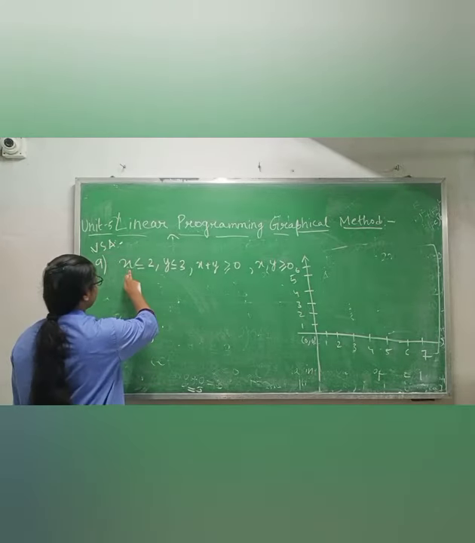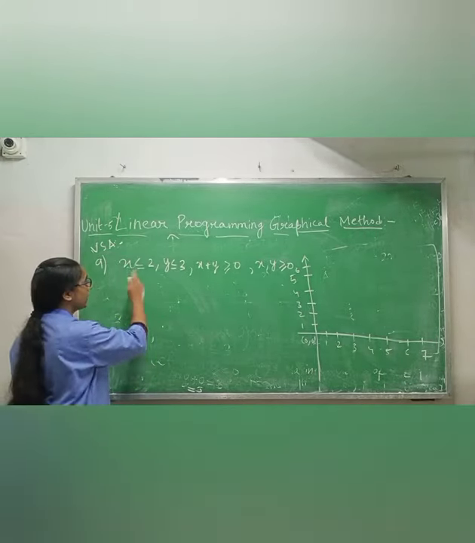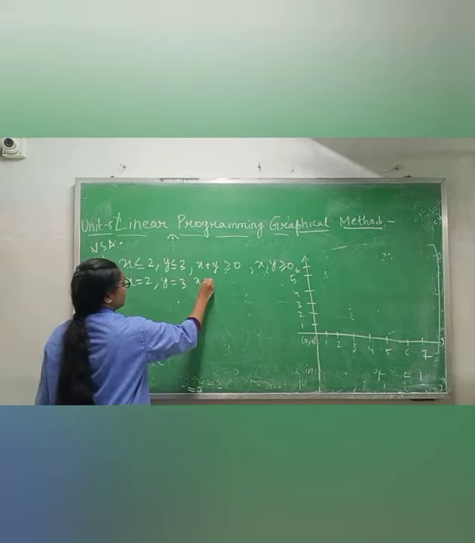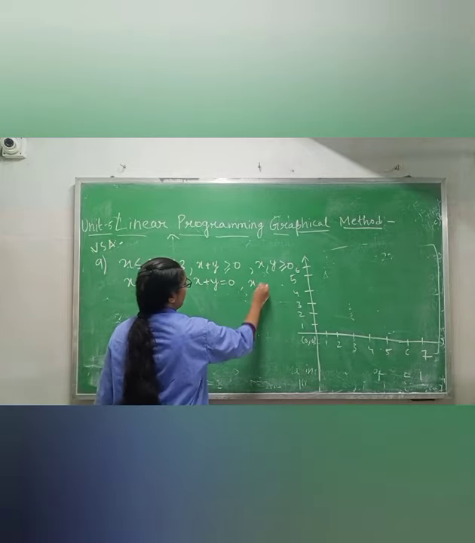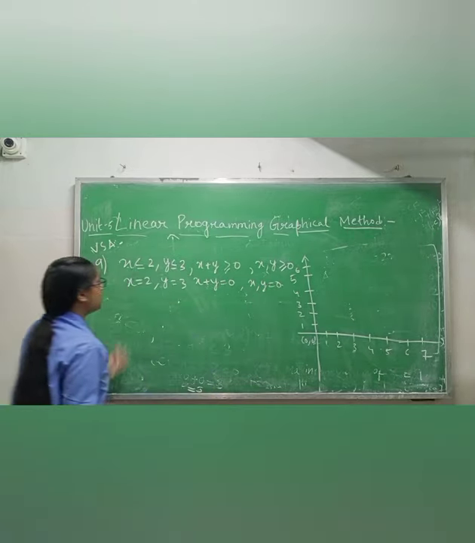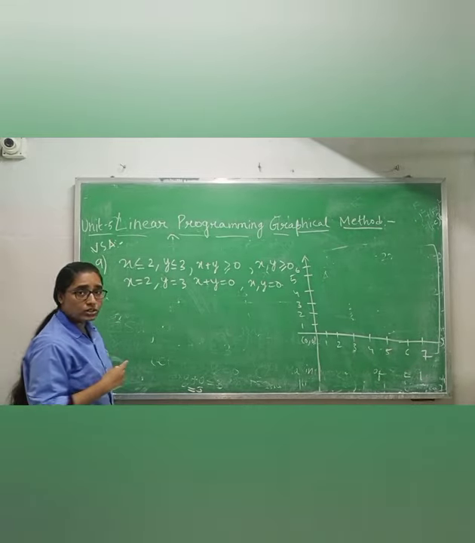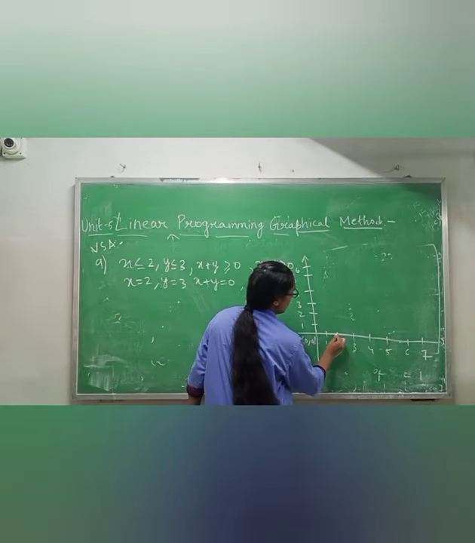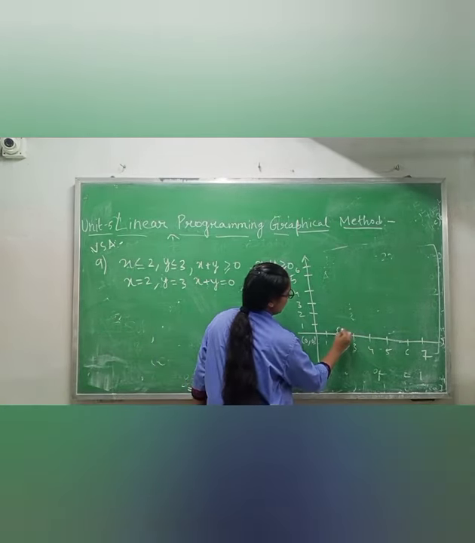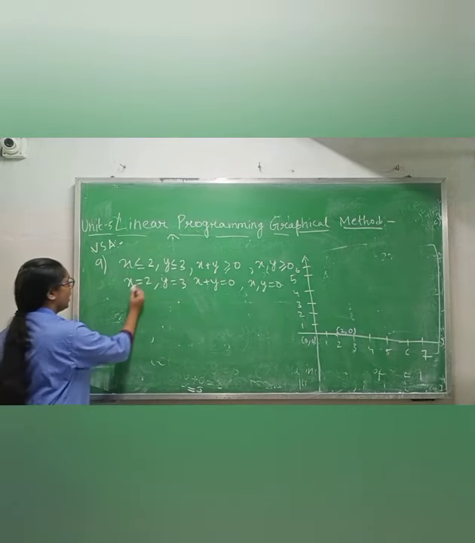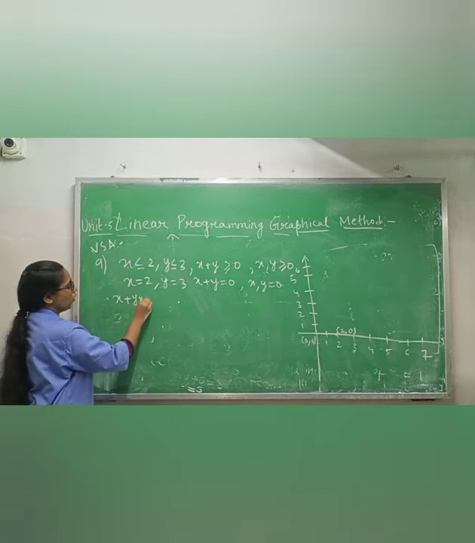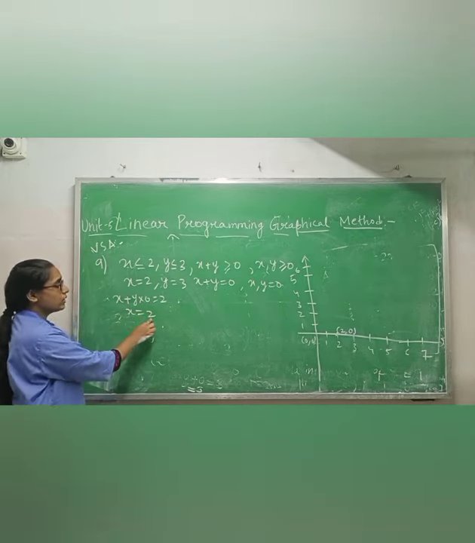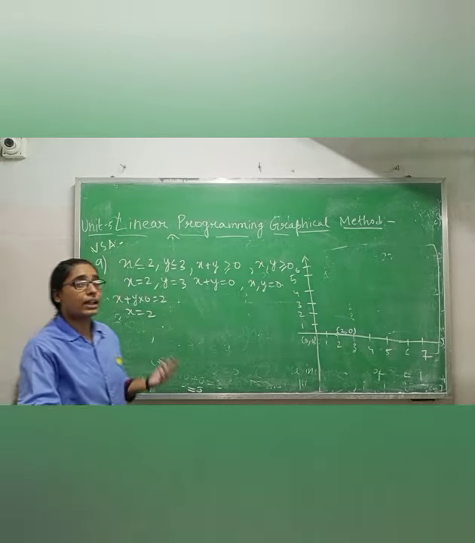So first of all, what we will do, we will convert the inequalities to equations: x equals 2, then y equals 3, x plus y equals 1 and x, y equals 0. So this one we have converted. After converting we have to plot them. x equals 2 means y is 0, so the point is (2, 0). If y is 0, then x equals 2 you will get, means the x value is given as 2 and the y value is 0.